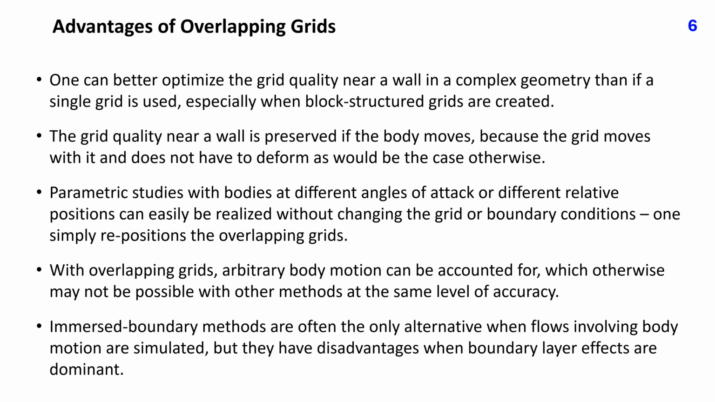With overlapping grids, arbitrary body motion can be accounted for, which otherwise may not be possible with other methods, or not at the same level of accuracy. This includes motion of multiple bodies with crossing paths and even contact of bodies. Immersed boundary methods are usually the only alternative for such simulations, but they have disadvantages with respect to accuracy when boundary layer effects are dominant.